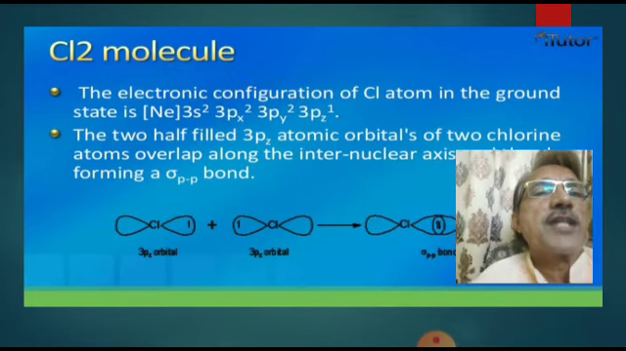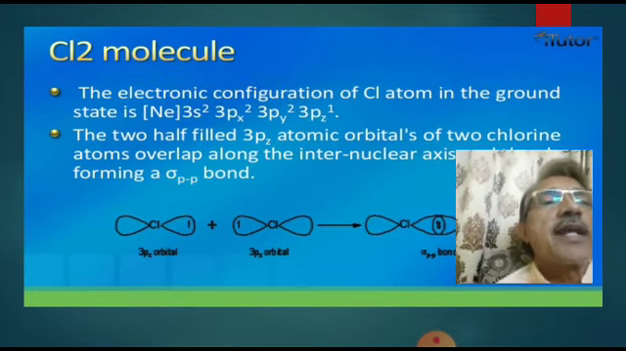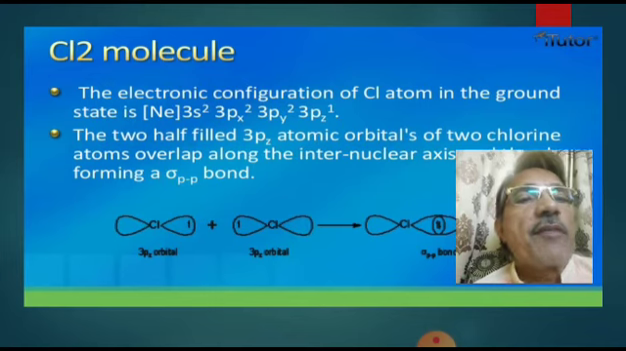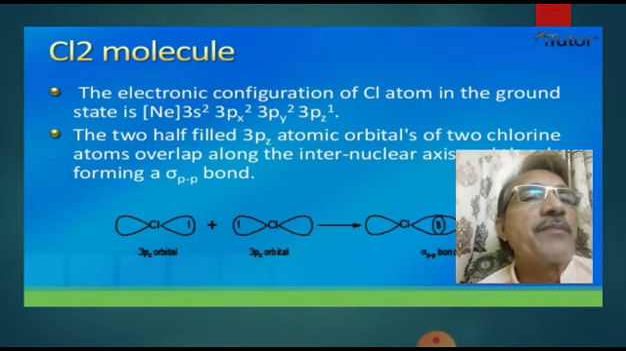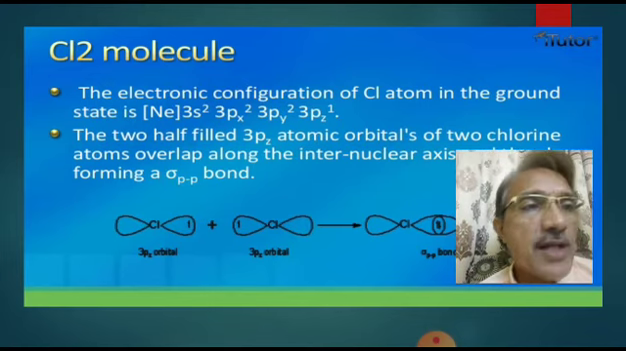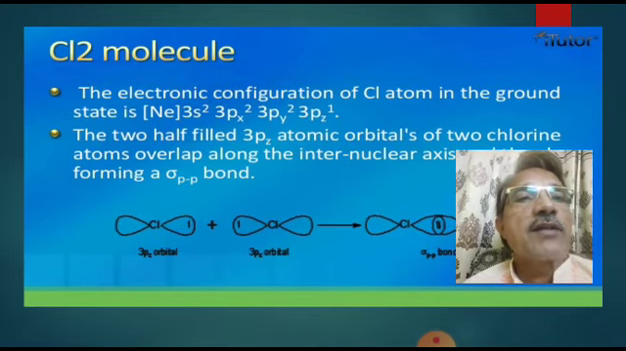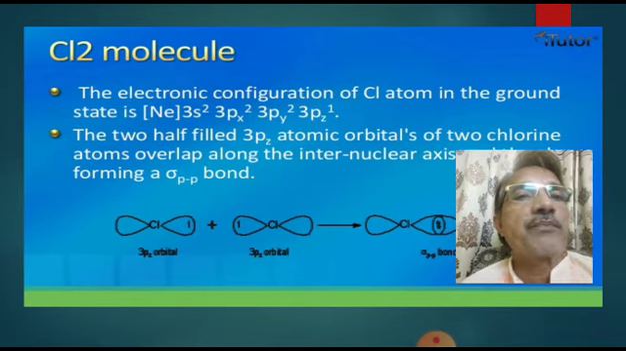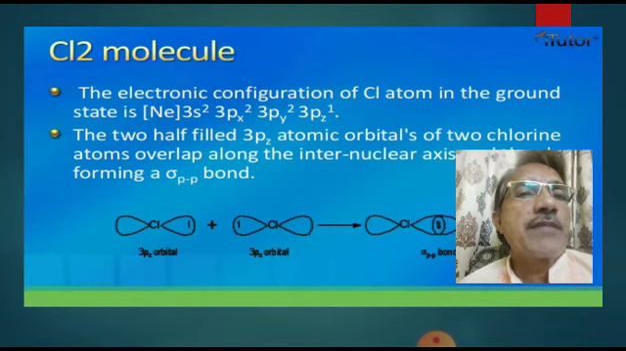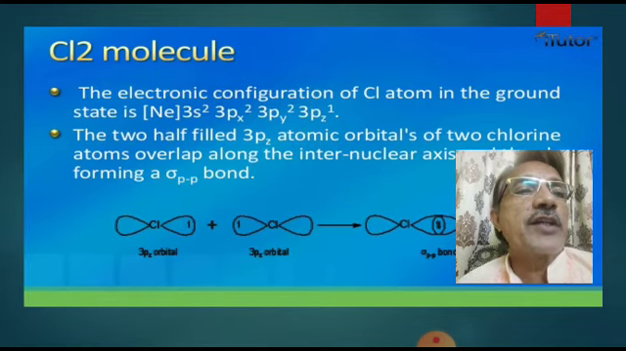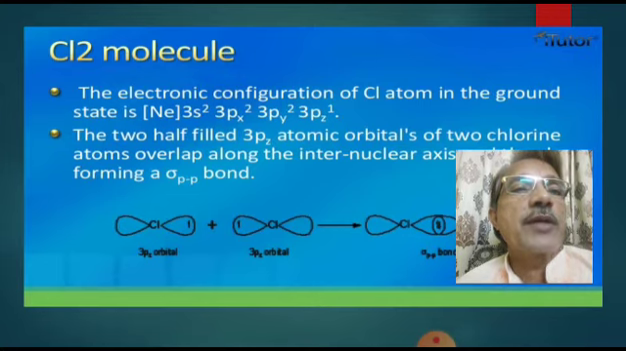Now, formation of Cl2 molecule. This is an example for the formation of sigma pp bond. The electronic configuration of Cl atom in the ground state is neon 3s2, 3px2, 3py2, 3pz1. Cl has atomic number 17. Its electronic configuration is 1s2, 2s2, 2p6, 3s2, 3p5. In other words, 3s2, 3px2, 3py2, 3pz1.